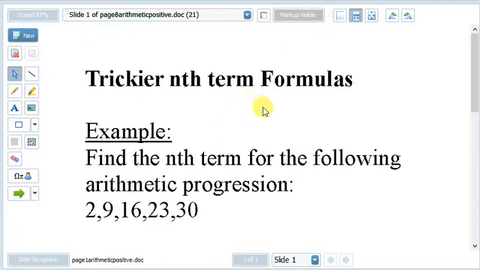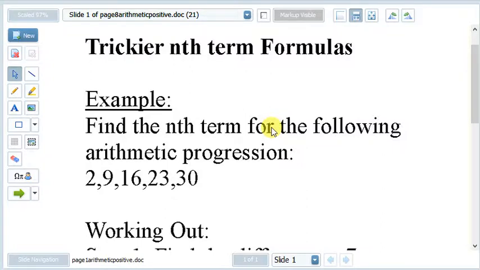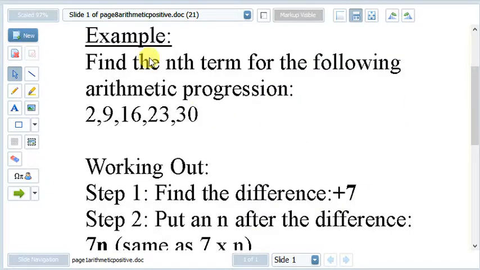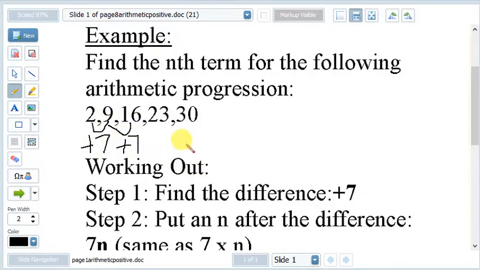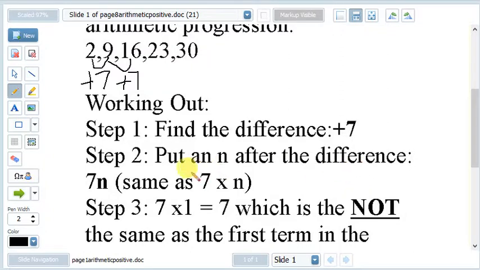So these are the trickier nth term formulas. For example, find the nth term for the following arithmetic progression: 2, 9, 16, 23 and 30. Step 1, we work out the difference, and that is plus 7. It's a common difference because it's all plus 7. Step 2, we put an n after the difference, so that becomes 7n.